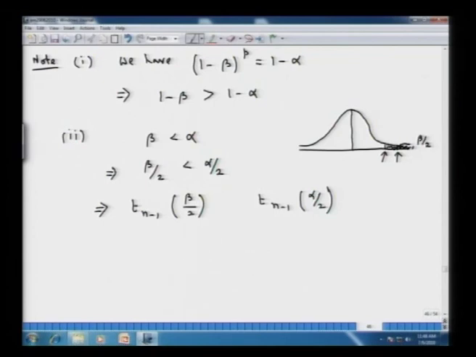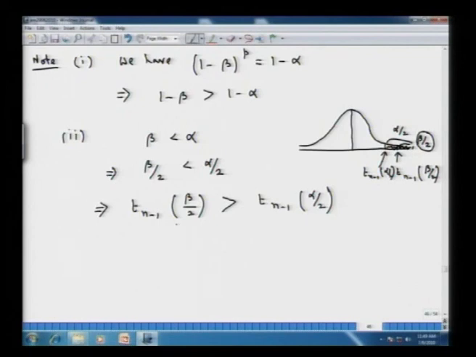and then the area which is actually coming from the right of this particular point, this entire area here, is alpha by 2. So, we will have beta by 2 as the area to the right of this point, and alpha by 2 as the area to the right of the first point. Since beta by 2 is less than alpha by 2, we will have this point as T n minus 1 beta by 2, and this point is T n minus 1 alpha by 2. So, we will have the T n minus 1 beta by 2 cutoff point to be greater than T n minus 1 alpha by 2. So, we will have this particular relationship, right.